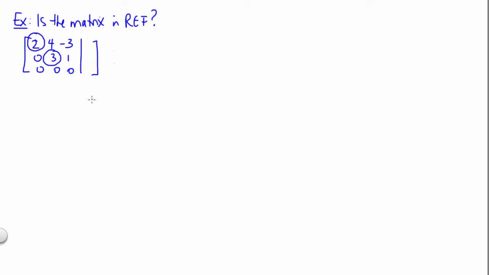Now, a matrix is in REF if two properties are true. First of all, the leading entries that we've circled must move down and to the right. Second of all, any zero rows must lie at the bottom of the matrix. So yes, both of these properties are satisfied, and yes, this matrix is in row echelon form.